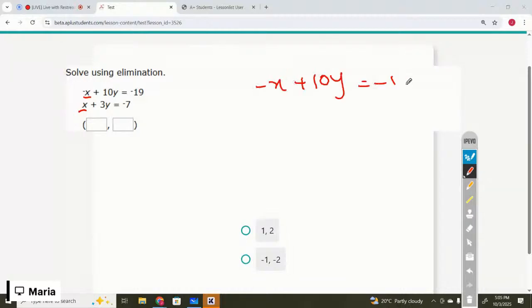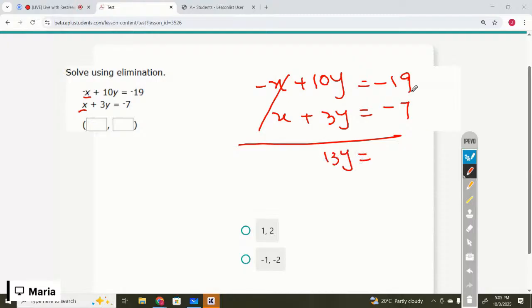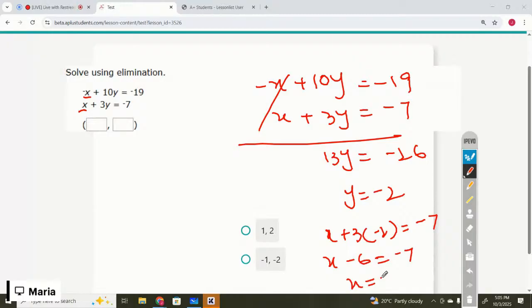Negative x plus 10y equals negative 19. x plus 3y equals negative 7. So x minus x is 0. 13y equals negative 26. So y equals negative 2. Now substitute y equals negative 2 in any of the equations and calculate the value of x. So that is x plus 3 times negative 2 equals negative 7. x minus 6 equals negative 7. x equals negative 7 plus 6, that is negative 1. So option number 2 is the correct option. The values are negative 1 and negative 2.